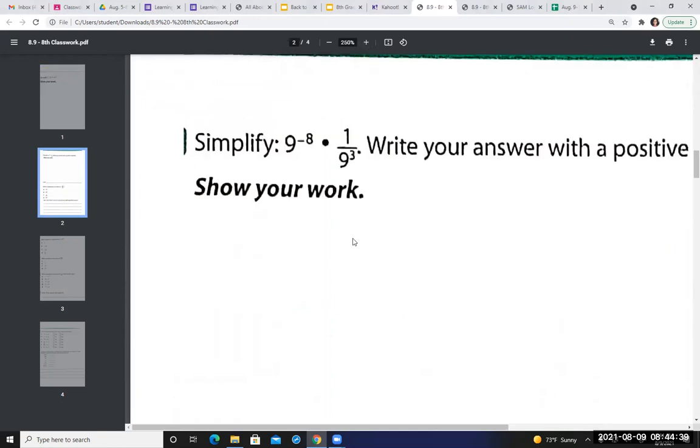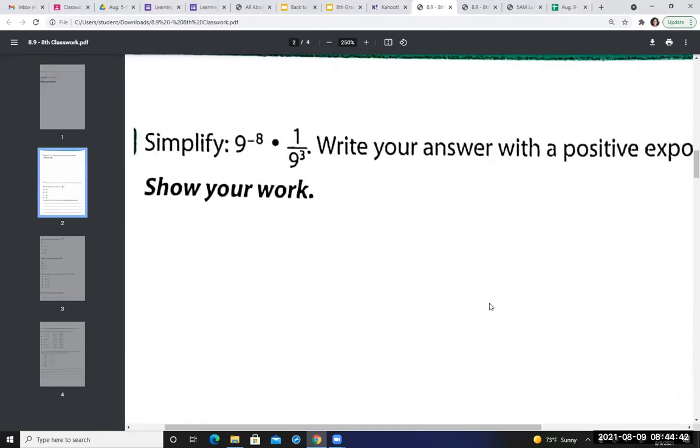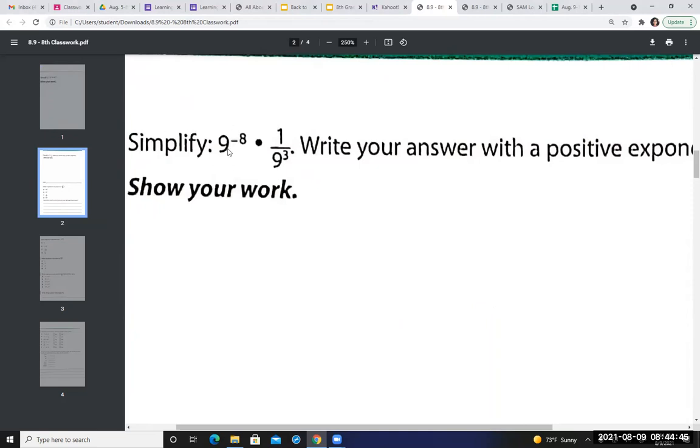All right, let's have a look at this one. You don't have to worry about the end, just get the problem. 9 to the negative 8 times 1 over 9 to the third. Don't worry about the writing, just get that problem. 9 to the negative 8 times 1 to the negative third. So how are we going to write it now? 1/9. Good job. All right, what can we do with this? 1/9 thirds.